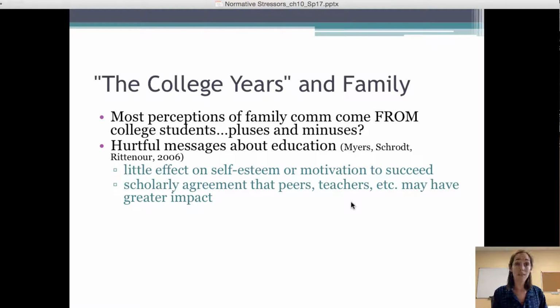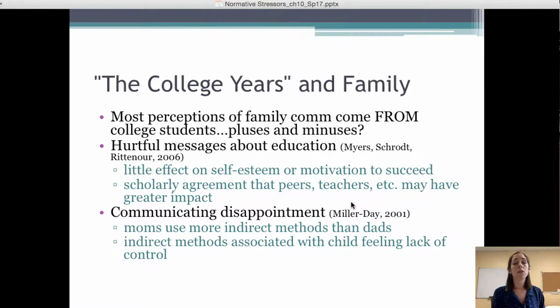By the same token, if I say, "This is awful, what did you do?" that could be a hurtful thing, even if your dad is like, "Well, it seems fine." So hurtful messages about education from parents don't seem to be incredibly impactful. So also in college years, this is some interesting stuff.